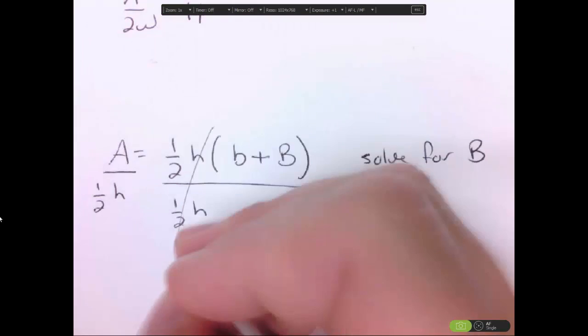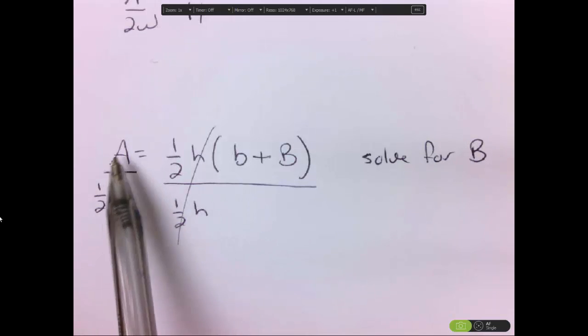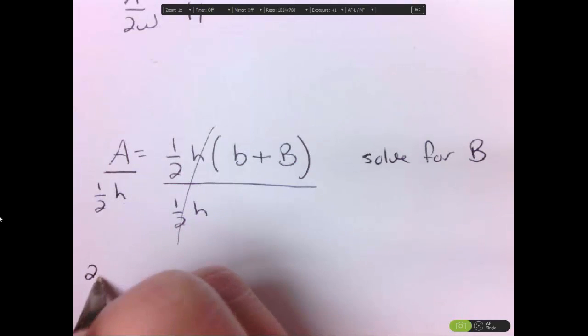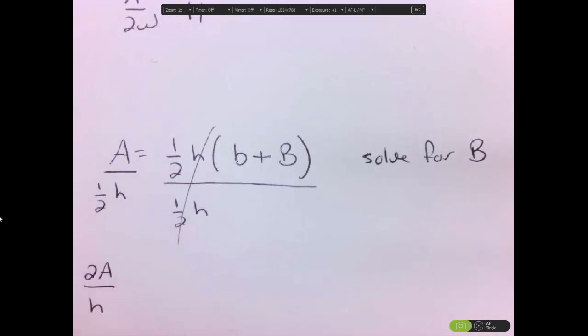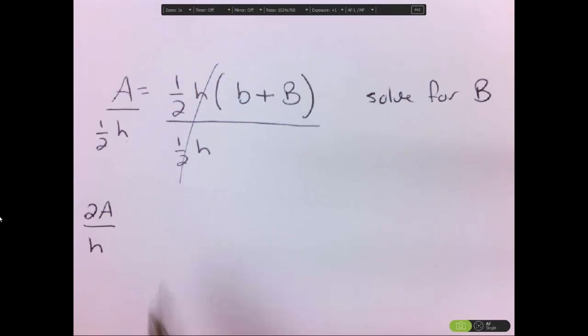Over here they all cancel to 1. But how do I divide by a fraction? Well, I have to flip it and multiply. I don't want to leave a fraction in a fraction. So I'm going to flip the 1/2 over and make it 2 over 1 times the A over H, which would give you 2A over H.